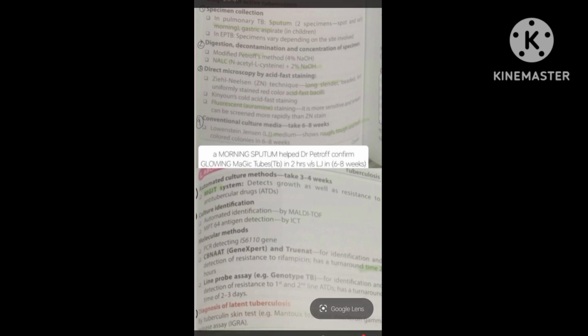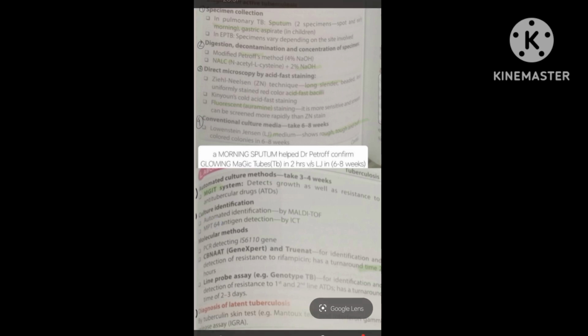In culture identification, as you have done in many cases, MALDI-TOF and ICT. In ICT, what will you remember? MPT64 antigen. So we have remembered 2 numbers as of now. First of all, the number 2, which is repeating, and now another number is 64. Okay. Then for molecular methods, you can remember that there is a PCR detective who is looking for IS6110 gene. That will make it easier for you. Then CBNAAT, and CBNAAT will have a turnaround time of 2 hours. So the relevance of 2 hours here, and line probe assay. Okay, line probe assay is also used for detecting the resistance.